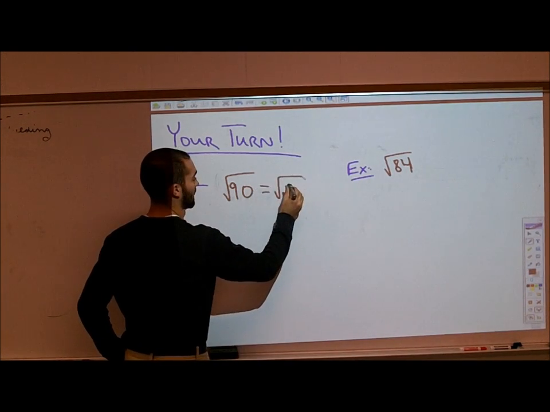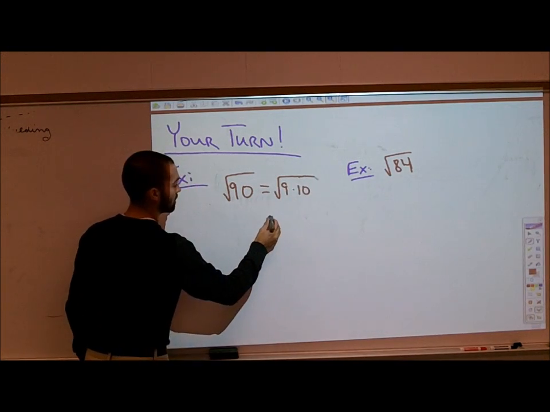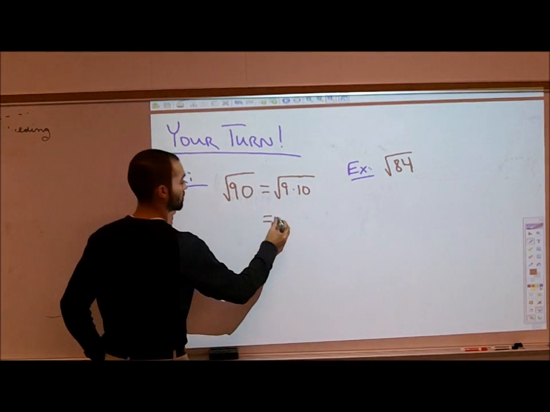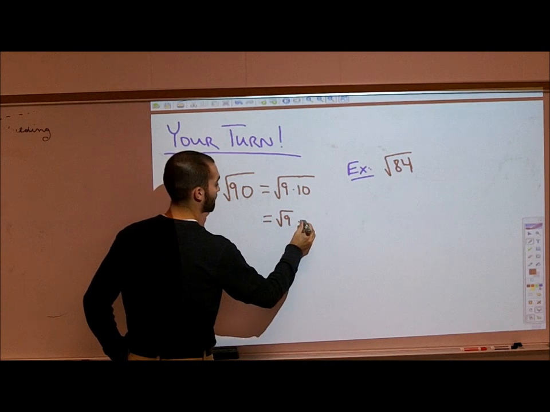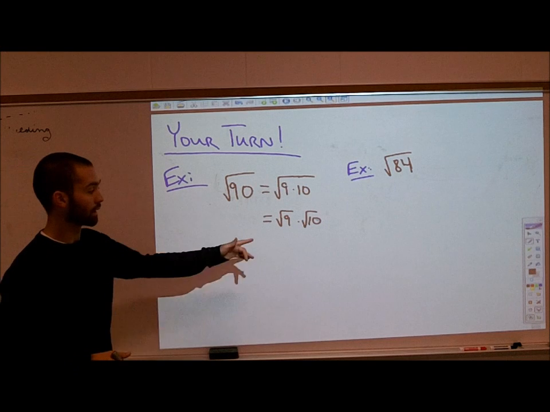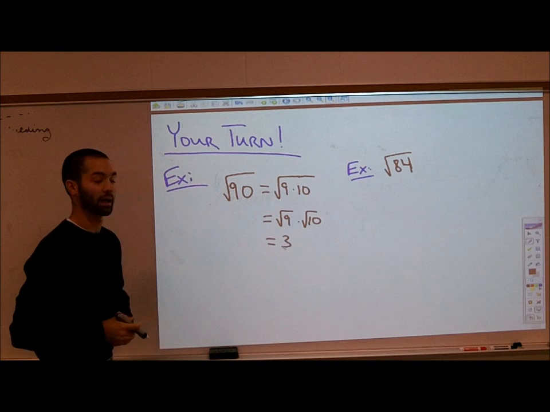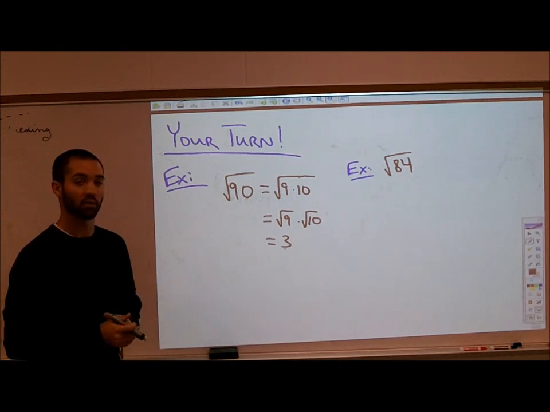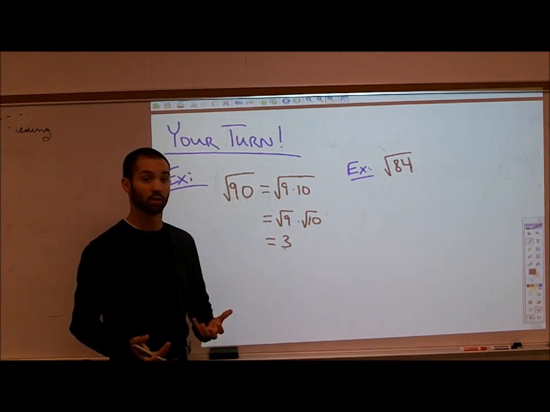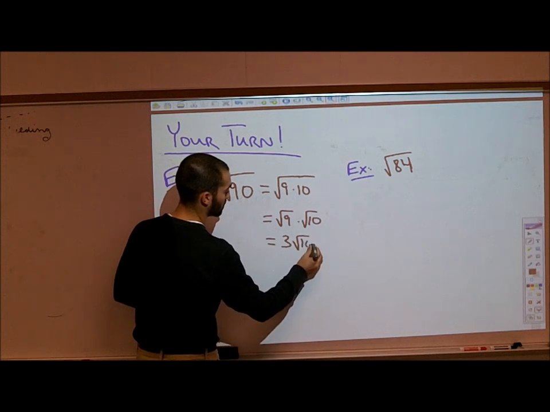This can be written as 9 times 10 underneath that radical. Well, again, the product property of radicals says break it into two radicals. Can I take the square root of 9? You bet. That is 3. Can I take the square root of 10? Well, 9 doesn't go into 10. 4 doesn't go into 10. 1 does go into 10, but that doesn't help our situation. So our answer here is 3 times the square root of 10.